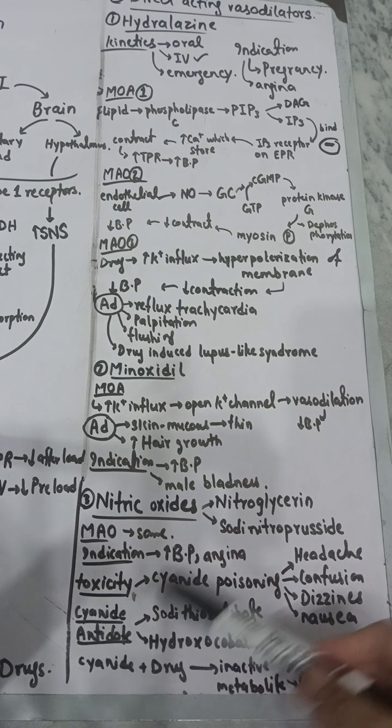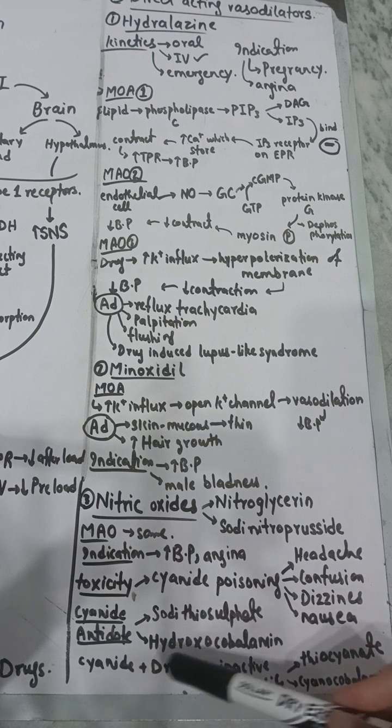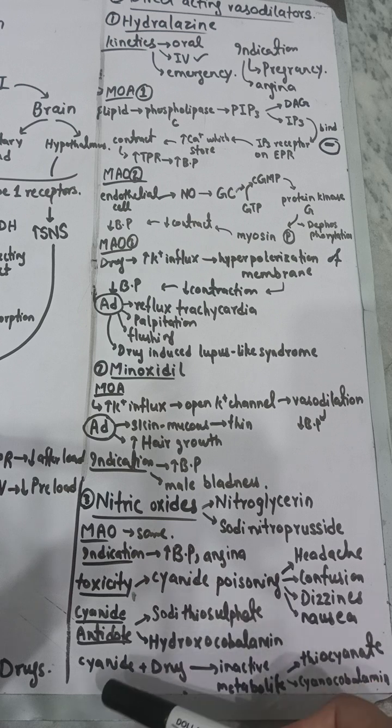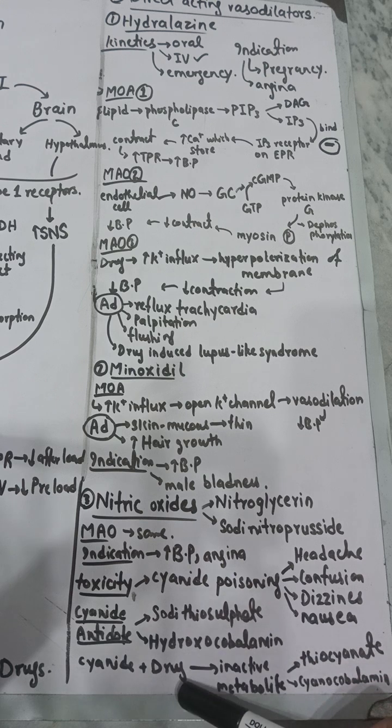So how do we treat that poisoning? We will give sodium thiosulfate and hydroxocobalamin. How do they treat it? They will react with the cyanide group. The cyanide group will react with the sodium thiosulfate, and an inactive metabolite, thiocyanate, will be produced. Thiocyanate is much less toxic, so it will be released through your kidney.